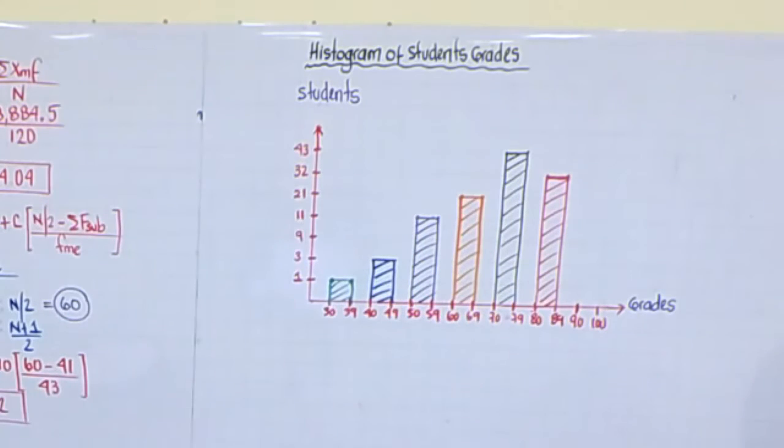And finally, 90 to 100, that will be 9 students. I'm going to use another, just like a second option.